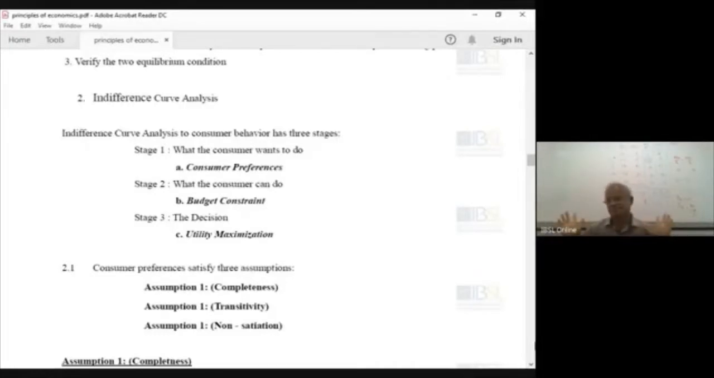The third stage is the decision. How do you get the maximum utility subject to a budget constraint? That is the utility maximization. These are the three stages of this approach. Indifference curve analysis has three stages. First, we discuss properties of the consumer's preference. Next, we discuss his budget constraint, market environment. Next, we will discuss how this consumer maximizes the utility subject to budget.